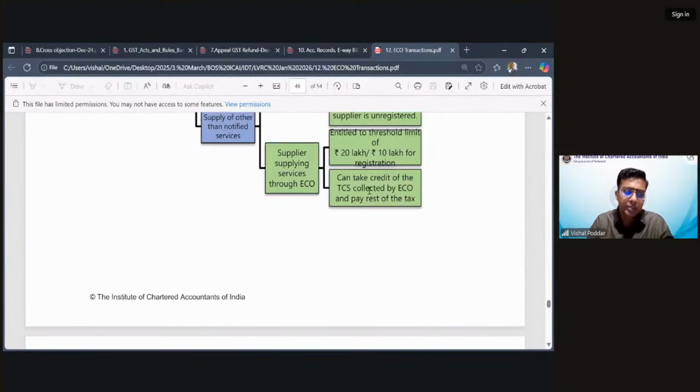The value on which ECO will be collecting this TCS is the net value. What is the net value? Supply minus returns. The due date of deposit of this TCS is the same as TDS, the 10th day succeeding the month in which TCS is collected. What is the net value? It is the aggregate value of supplies minus returns. This is the net value, and this is for other than notified services, because for notified services, anyway, ECO has to pay the tax.